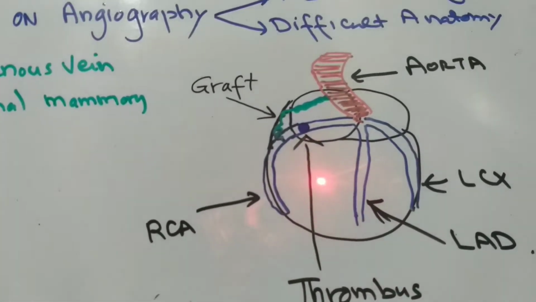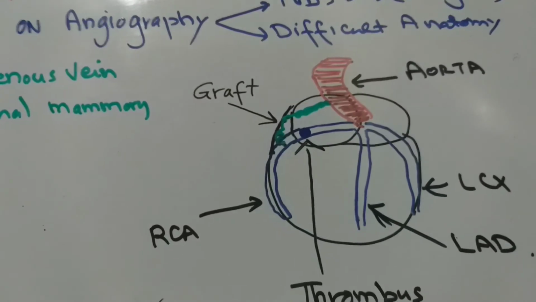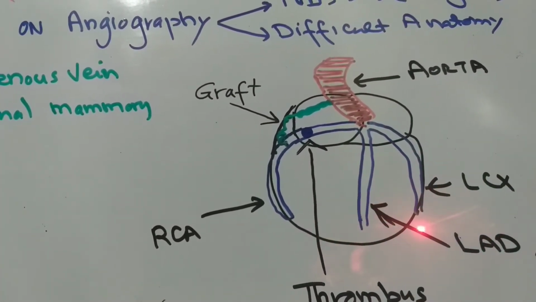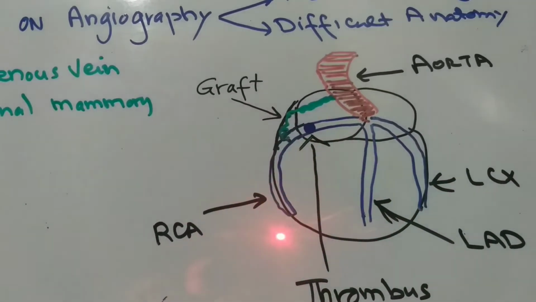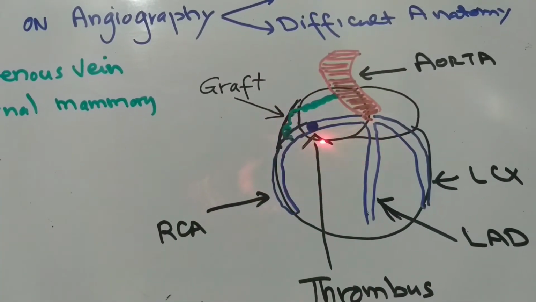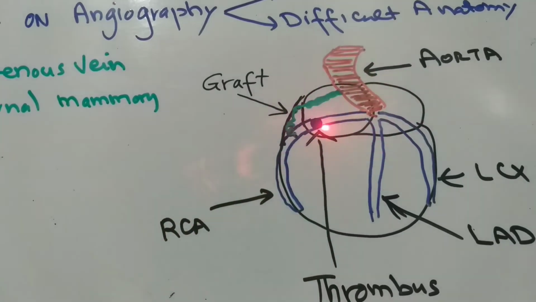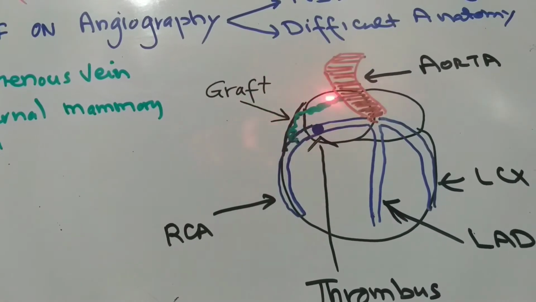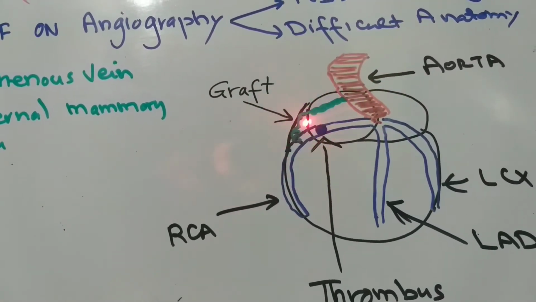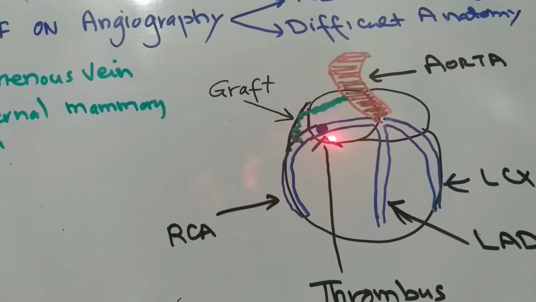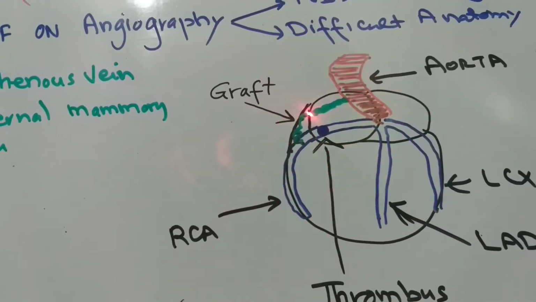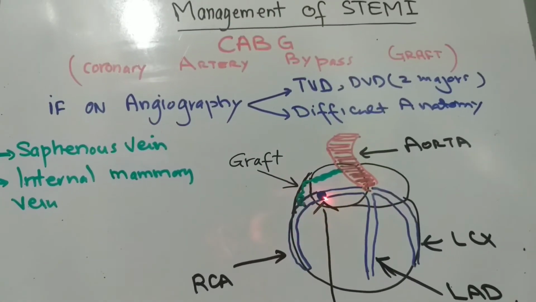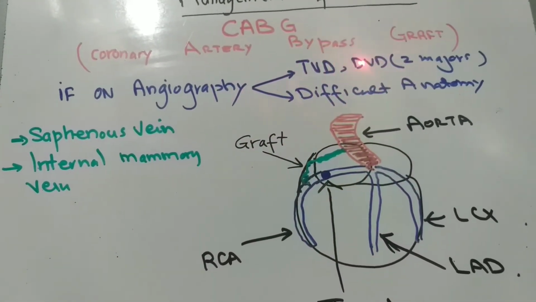For example, in this case, if you look here, this is the left circumflex artery, which is good. This is the LAD, the left anterior descending artery. It is also fine, but you see there is a thrombus present in the right coronary artery. And what we do is take this saphenous vein, a small saphenous vein, and we anastomose it between the aorta and the RCA past the thrombus area. So this is how we do the bypass surgery, or the coronary artery bypass graft.